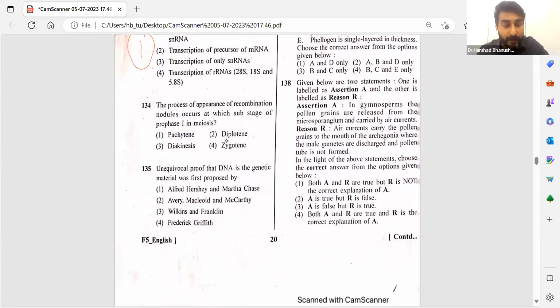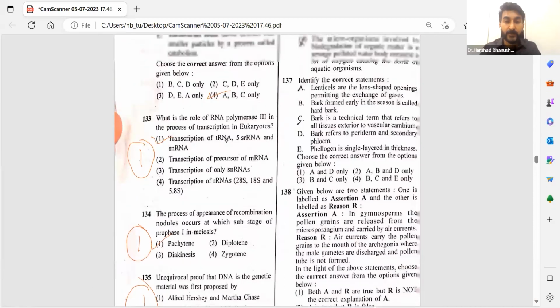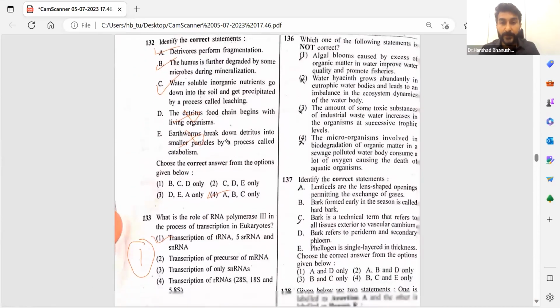Recombination nodules develop during the process of crossing over, which happens in the Pachytene stage. So answer would be option number one. Unequivocal proof of DNA being the genetic material was given by Hershey and Chase. It is your NCERT line, the first line of the Hershey and Chase experiment. They did the experiment with the T2 phage. So that is the first option, Hershey and Chase.